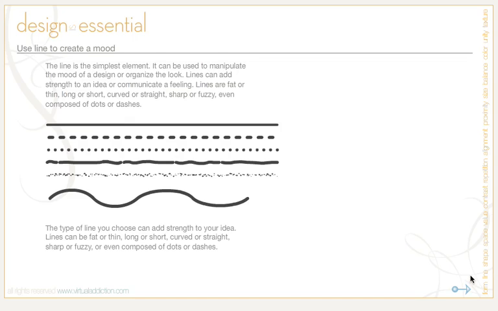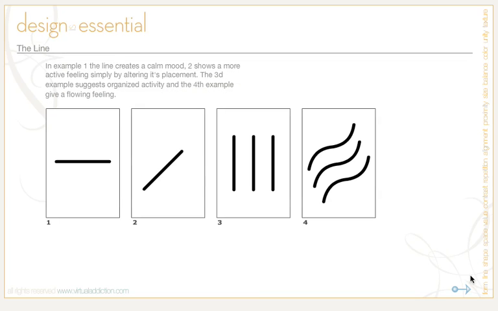You can use lines to create a mood. Once you've picked the type of line or lines that you'll use, shaping and placing them is equally important in creating a mood. If you look at the examples shown here, in the first example, you can see that the simple horizontal line is placed centrally in the format. It feels comfortable and calm, and it's surrounded by plenty of white space. When the exact same line is placed off-center and at an angle, such as shown right here, a more active feeling is suggested.